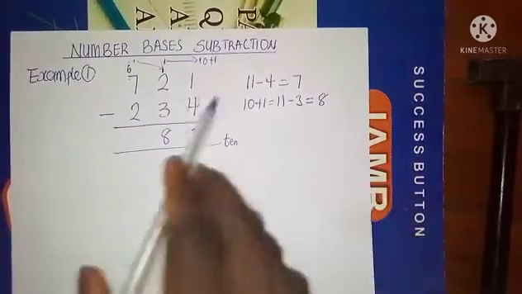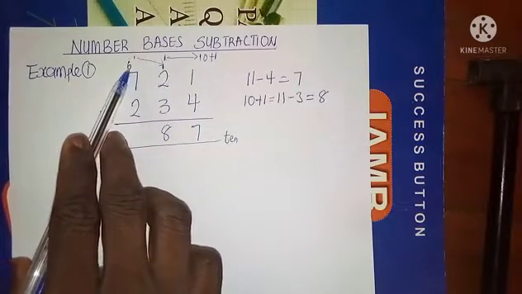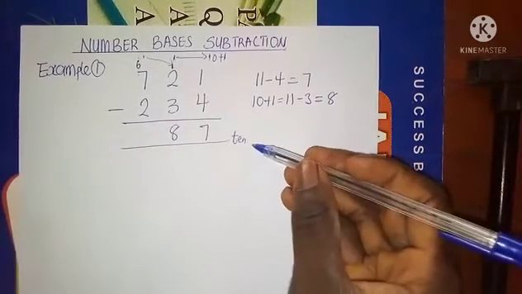The reason the one we borrow from this place turned to 10 in this place is because we are dealing with base 10.